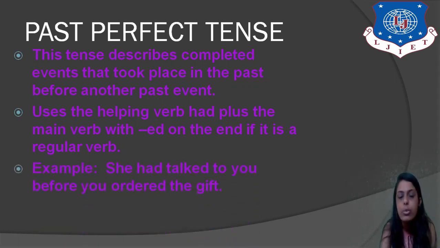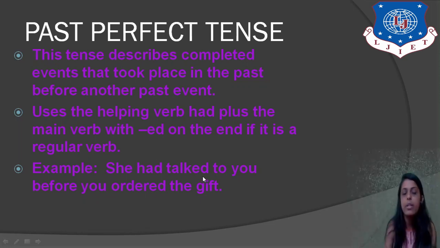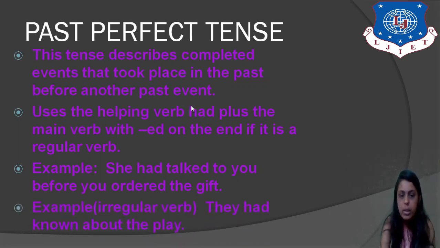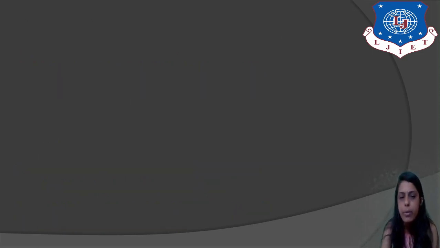She had talked to you before you ordered the gift. So here you can see she had talked to you before you ordered the gift. So this is one past event and this is another past event. So when you are talking about two past events, you have to utilize past perfect tense. The tense describes complete events that took place in the past before another past event, right? Are you getting it? Example for irregular verb, they had known about the play, right? Had plus verb you have to use in past perfect tense.